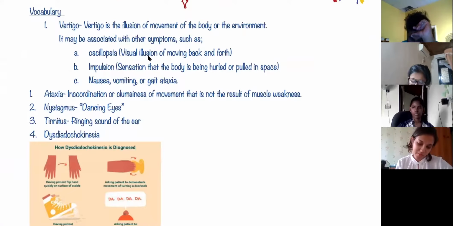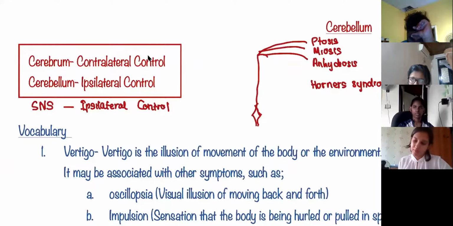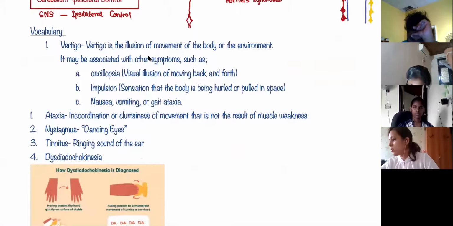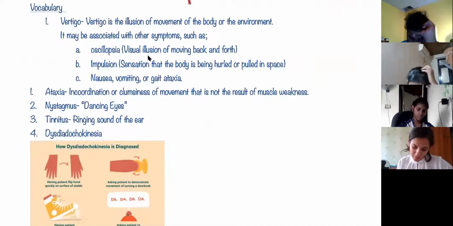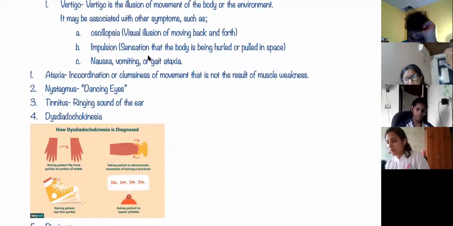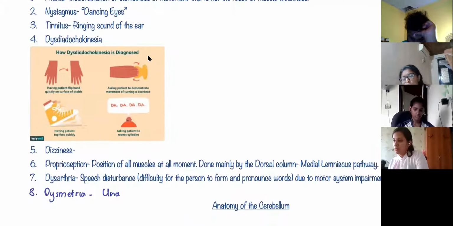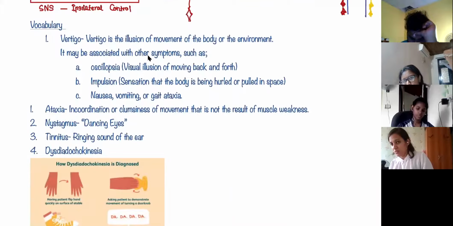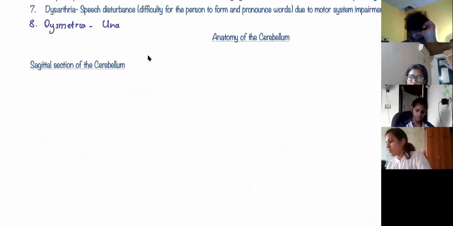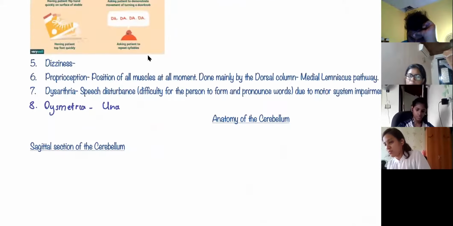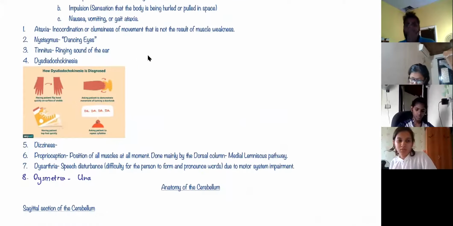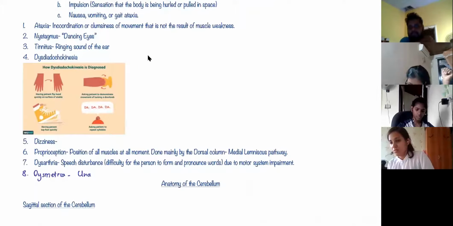So this is the introduction. Three things you need to know: cerebrum, always contralateral control; cerebellum, ipsilateral; and the sympathetic nervous system, the sympathetic chain, is ipsilateral control. Now, there are some words I want to talk about, but I will talk about those within the lecture. Let's start the anatomy of the cerebellum. I will talk about these words during each part, and you can come back to this and refer to these later.